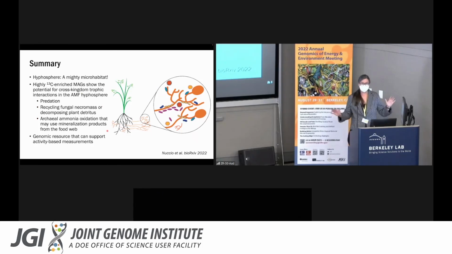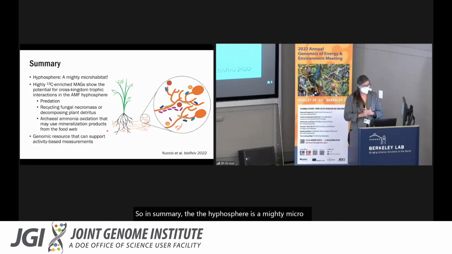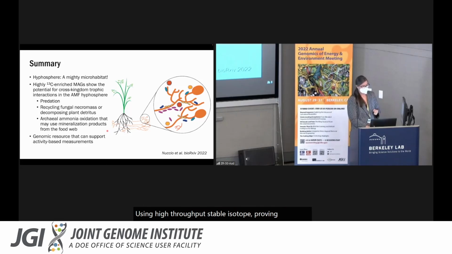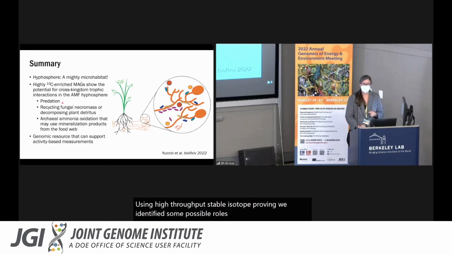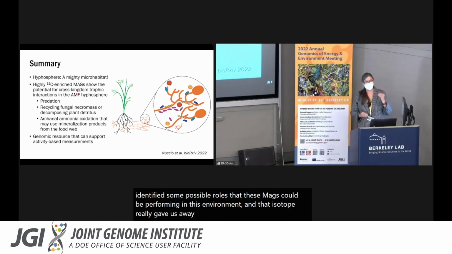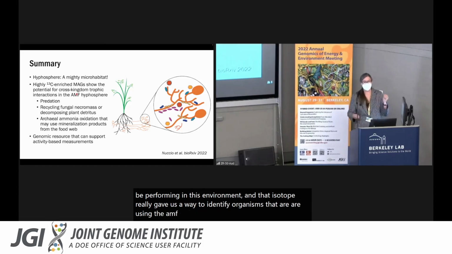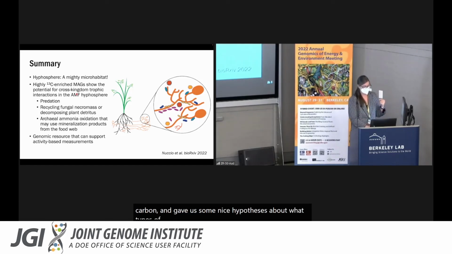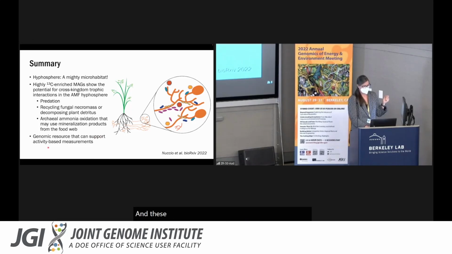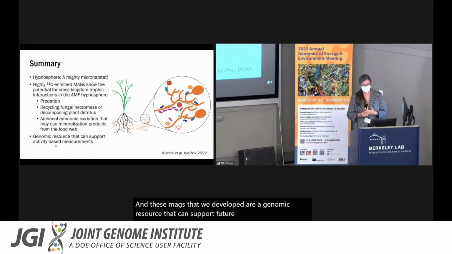So in summary, the hyphosphere is a mighty microhabitat. Using high throughput stable isotope probing, we identified some possible roles that these MAGs could be performing in this environment. And that isotope really gave us a way to identify organisms that are using the AMF carbon and gave us some nice hypotheses about what types of carbon sources they're using in the system. And these MAGs that we developed are a genomic resource that can support future activity-based measurements.